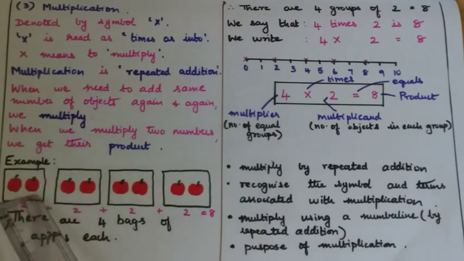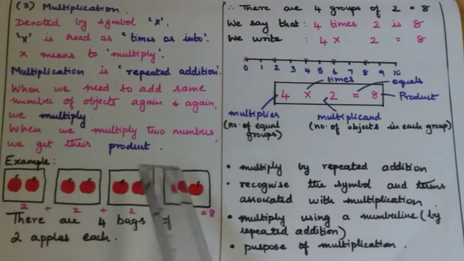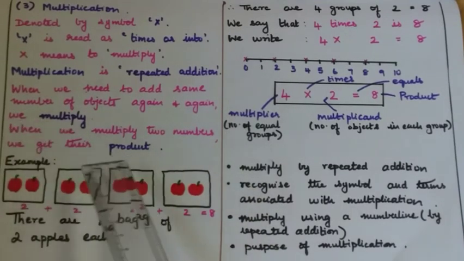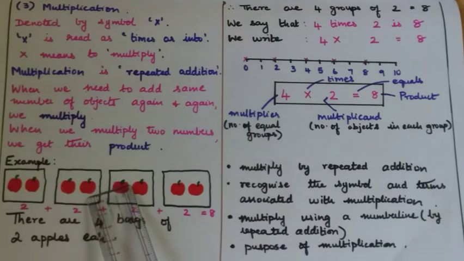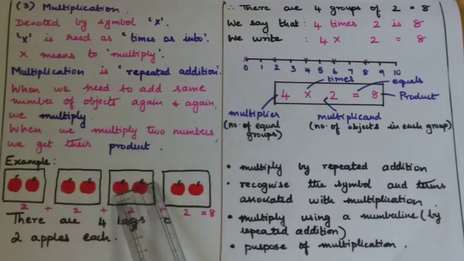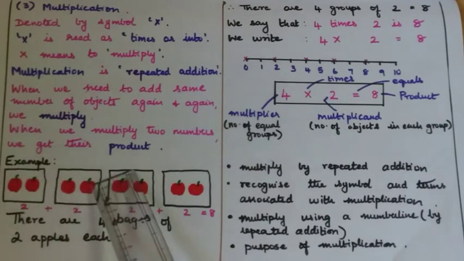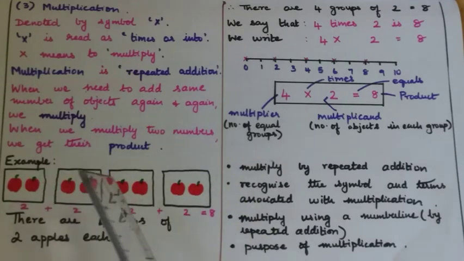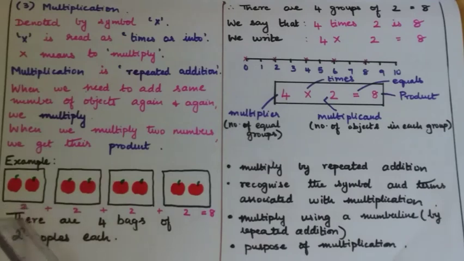So here there are 4 bags with 2 apples each. So we need to find how many apples are there in total. For which we can use the concept of repeated addition. So in the first bag there are 2 apples, plus in the second there are 2 apples, and in the third there are 2, and in the fourth there are 2. So 2 plus 2 plus 2 plus 2 is going to give 8.